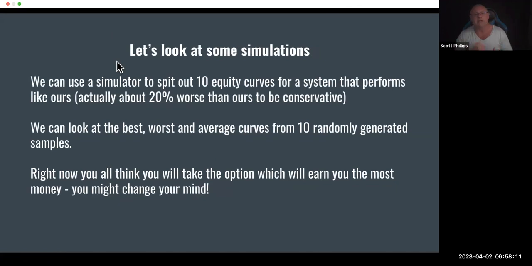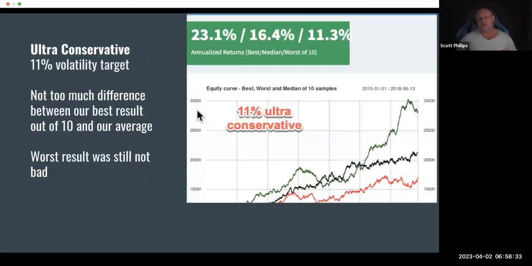So what we're going to do is use a simulator to spit out 10 equity curves for a system that performs like ours. And we're going to make it perform about 20% worse to be conservative. We're going to look at the best, the worst, and the average curves from 10 randomly generated samples. Right now, I bet all of you are thinking, I want over 100% a year. Let's just roll the dice. And you may change your mind after this.